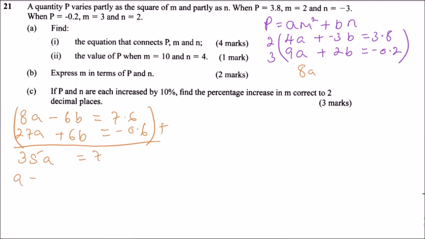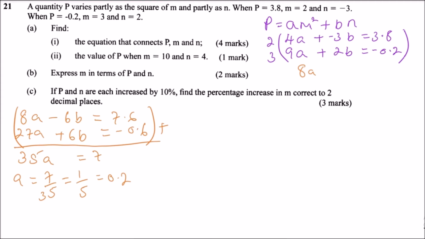So a is equal to 7 over 35, which is 1 over 5, which is the same as 0.2. So if a is 0.2, then how do we find b? We substitute a in one of our equations.